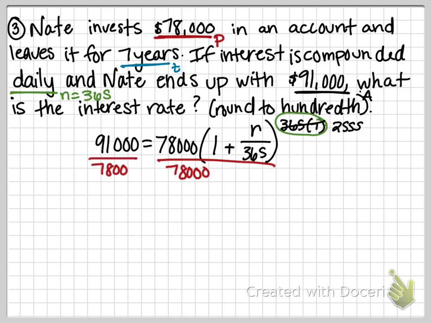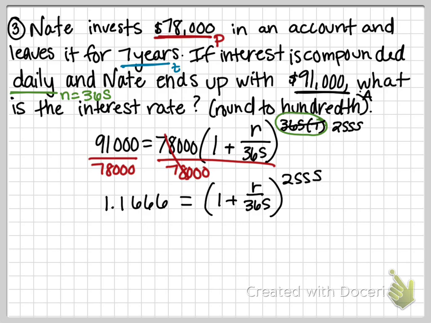So divide each side by 78,000, which gives me 1.166 forever. And then I get 1 plus R over 365 to the 2555. Okay, what's my next step here? I need to get into those parentheses, which means I need to get rid of that exponent. What kind of a root am I going to take? Yes, I'm going to take the 2555th root of both sides.